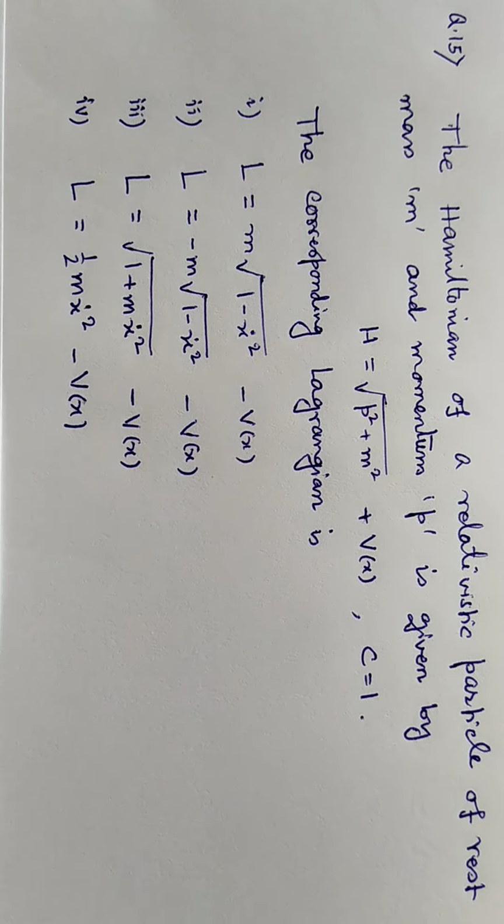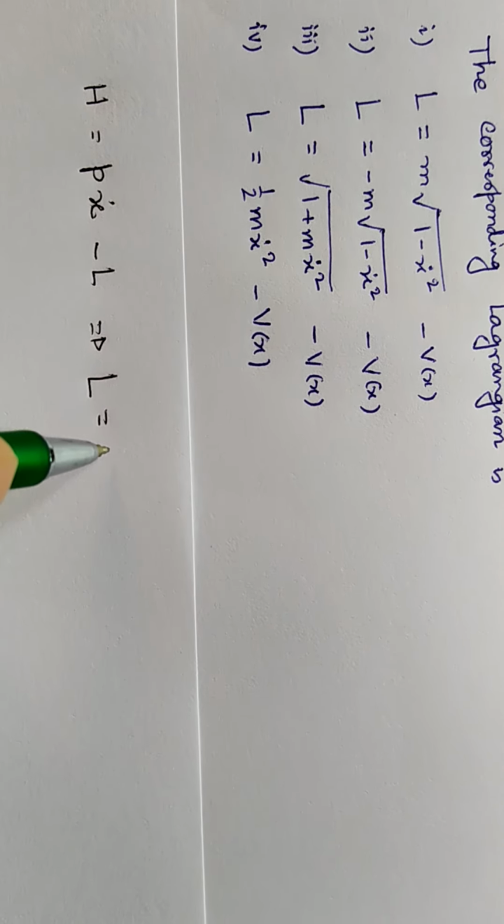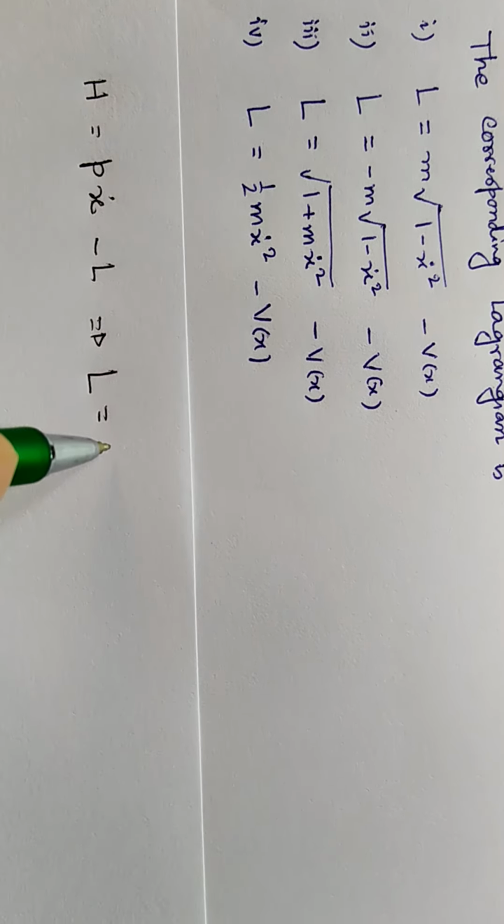And therefore you see from Lagrangian and Hamiltonian mechanics, you know that H, the Hamiltonian, equals p x dot, if this is the generalized coordinate and this is the generalized momentum, minus L, and therefore from this you can write L equals p x dot minus H, and that is equals p x dot minus, and H is given, right, square root of p square plus m square minus V of x. So this is your L.